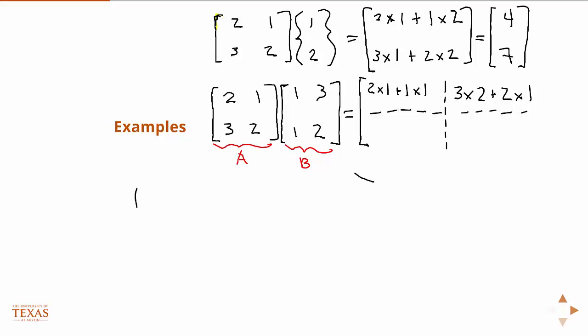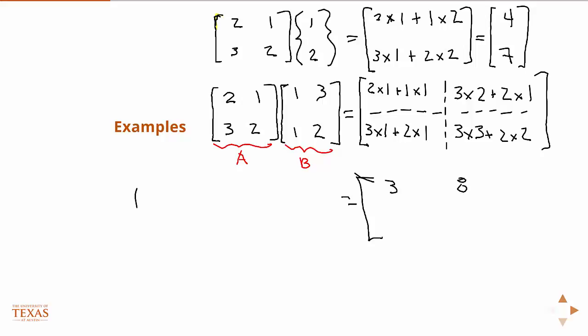So then the lower left entry is the first column of B with the second row of A. 3 times 1 plus 2 times 1. And finally, 3 times 3 plus 2 times 2. Right? And then just add them up. 3, 8, 5, 13. Everybody okay with that?